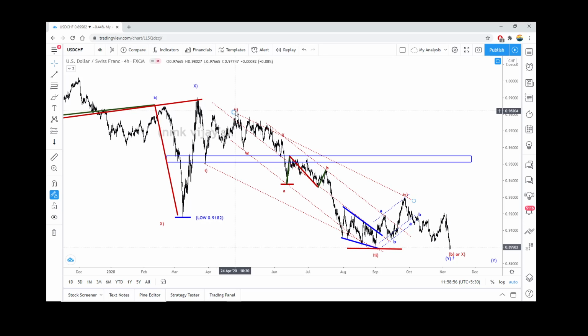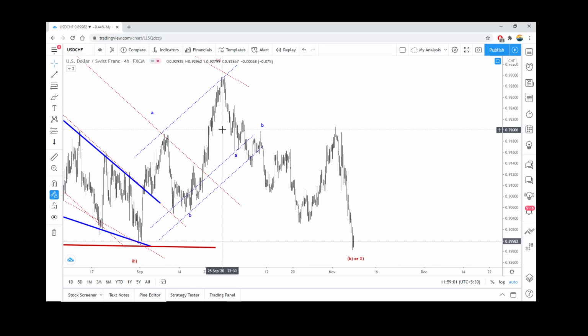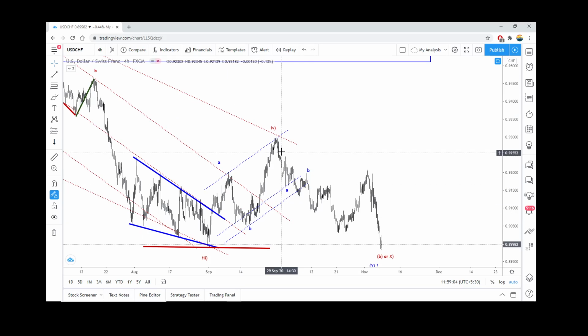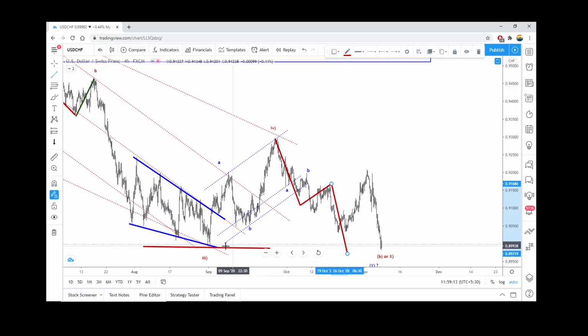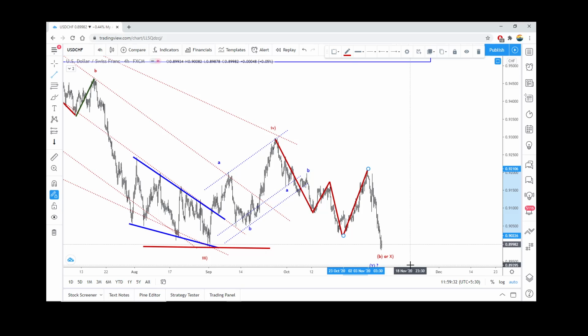So 1, 2, 3. So ABC is a 4 that ended here. Again here also, once again I will explain. If it is a B, C, it has to break this low, but it failed to break this low here. So now how it is working here: simply this is the ABC, and here is a B and C, and now we are in that C wave.